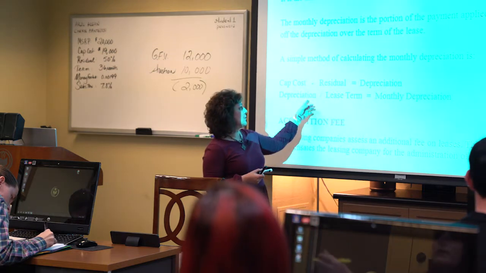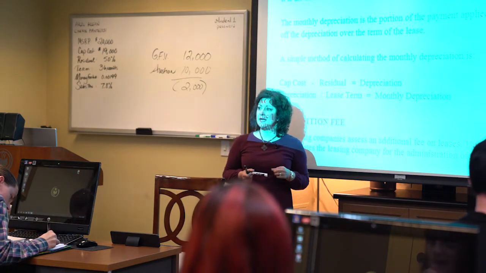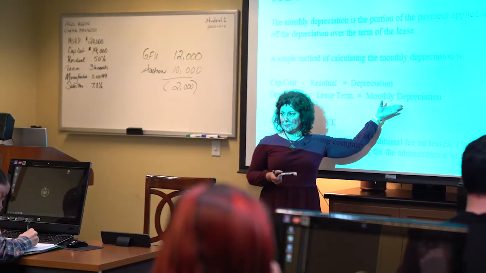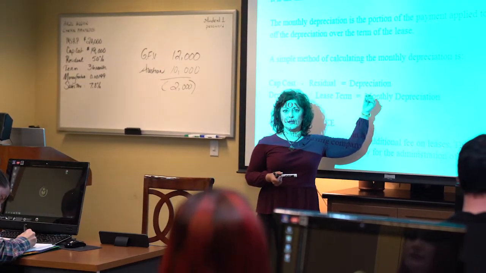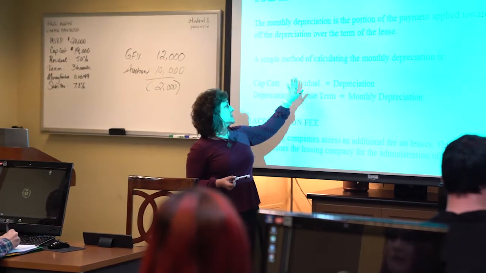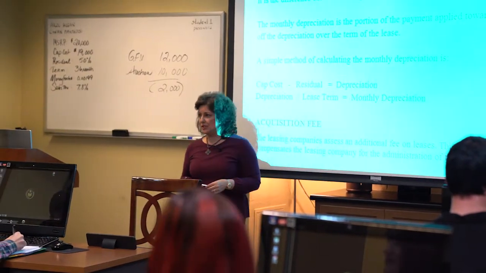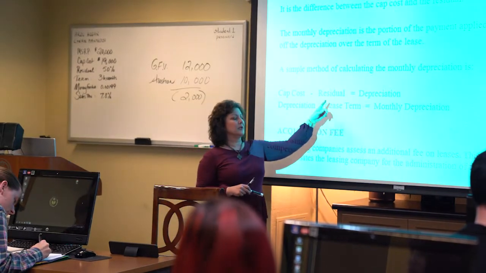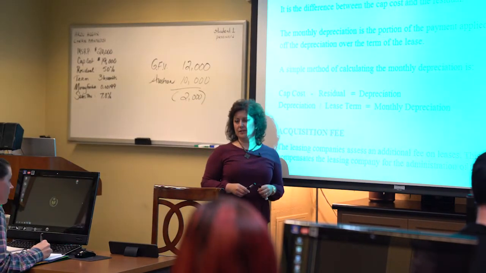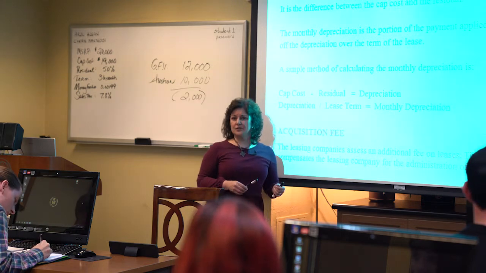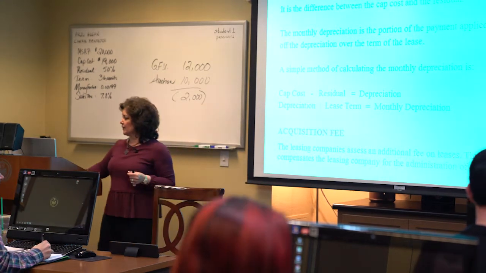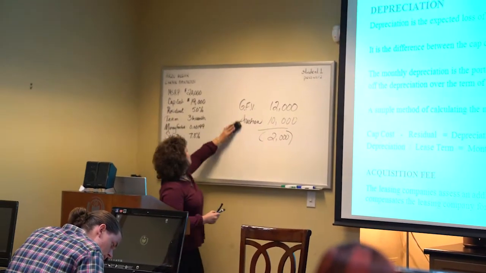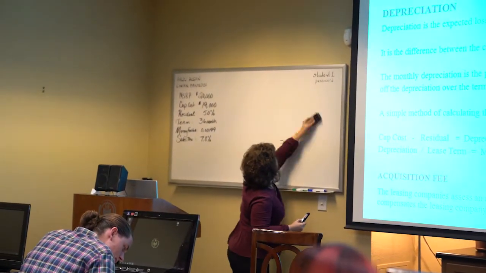And then I take that total depreciation and I divide it by my lease term to put it into a monthly depreciation. So cap cost minus residual gives me depreciation, divided by my term of the lease will give me the monthly depreciation. So let's look at the one that I handed out earlier. We have a vehicle with an MSRP of $20,000.